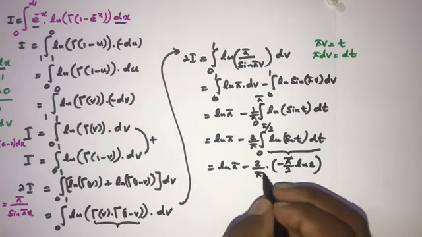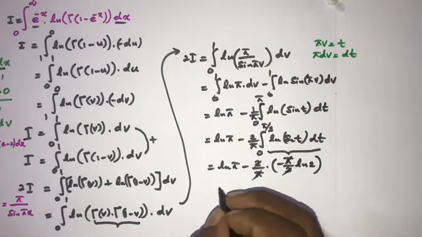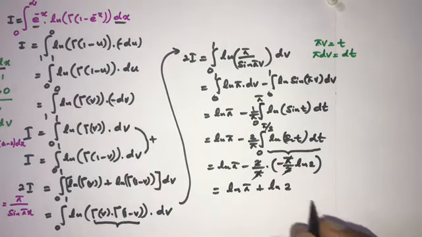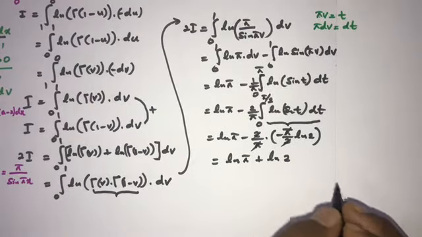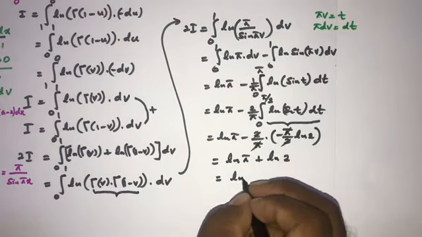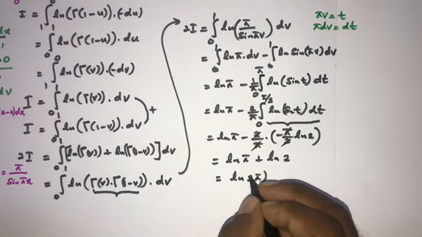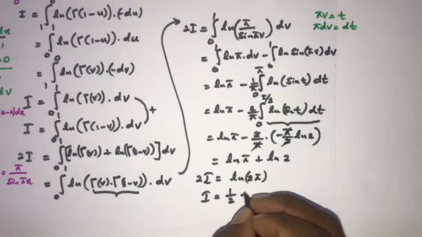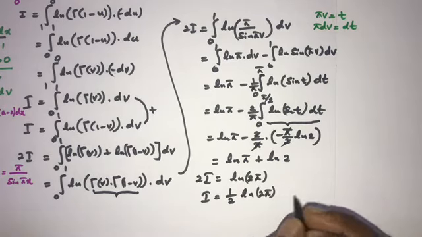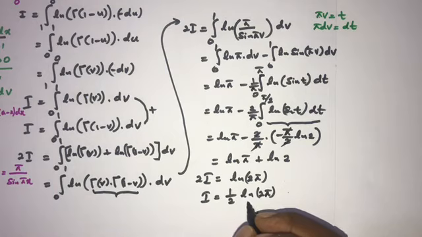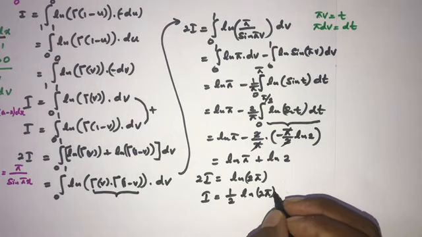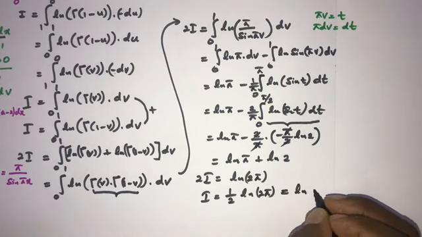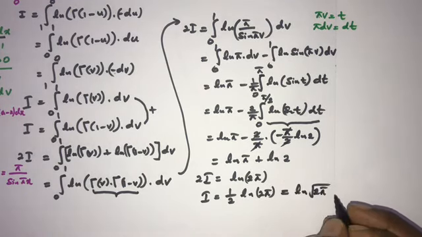Okay, now this pi gets cancelled, this 2 also gets cancelled, and now we have natural log of pi plus natural log of 2. So we can write this is equal to natural log of 2 times pi, here 2 times I, so I is equal to 1/2 natural log of 2 times pi. Now according to the property of natural log, we can write this 1/2 as a power of 2 pi, so we can write I is equal to natural log of square root of 2 times pi.